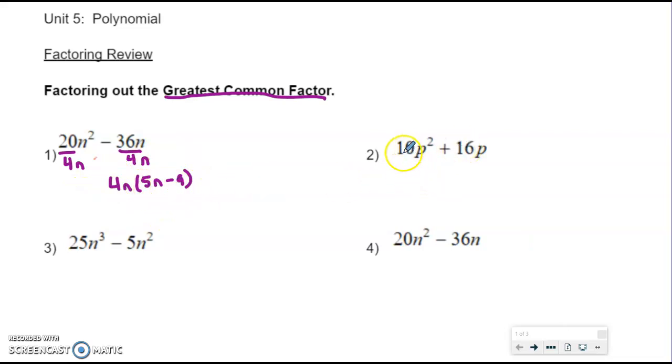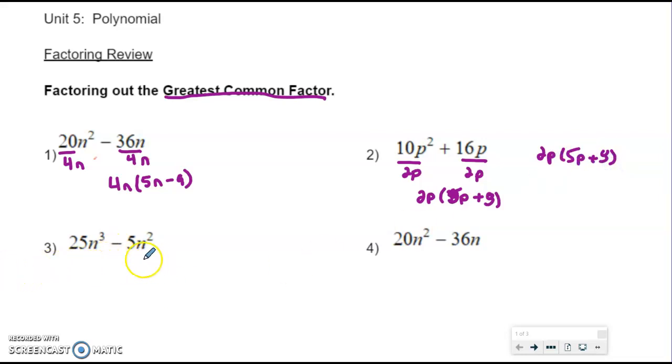If I look at the next two quantities, I have a 10 and I have a 16. I know that 2 is the largest thing that goes into both of those terms. And I also know that p goes into them, so I can divide by 2p. So I end up with 2p. 10 divided by 2 is 8p plus, or no, 5p plus 8. So that's going to be 2p times 5p plus 8. That would be the factored form for that.